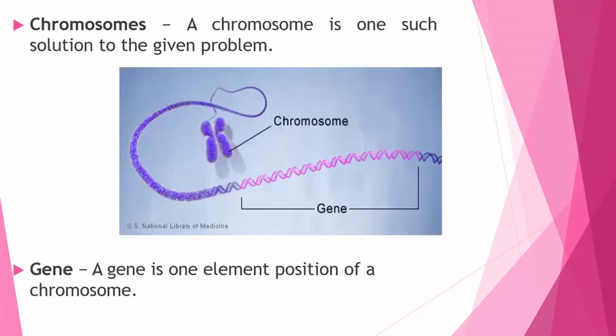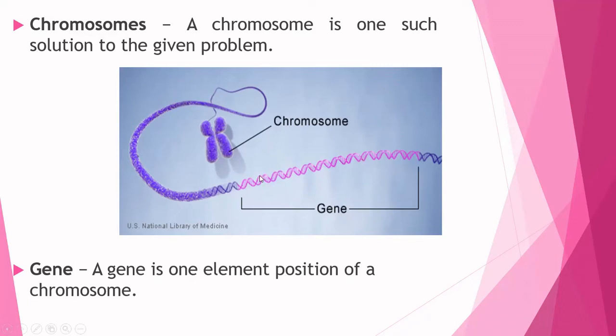The second terms that frequently come up are chromosome and gene. A chromosome is one such solution to the given problem. We have already identified some solutions, a subset of solutions. From that, we need to identify a solution available to the given problem, and that can be referred to as a chromosome. A gene is one element position of a chromosome. In this chromosome, a gene is a single element. This single element can be referred to as a gene.